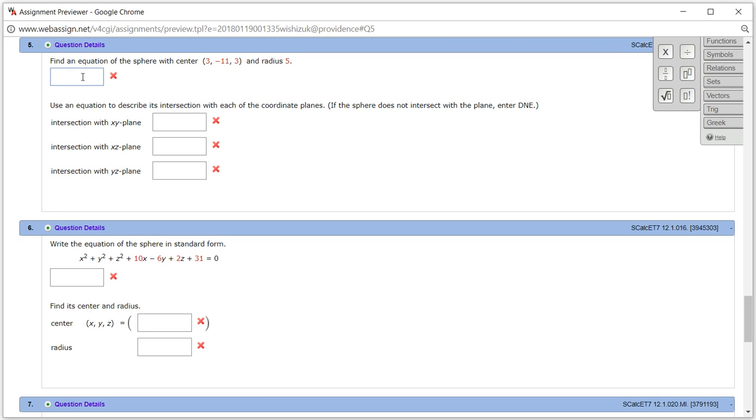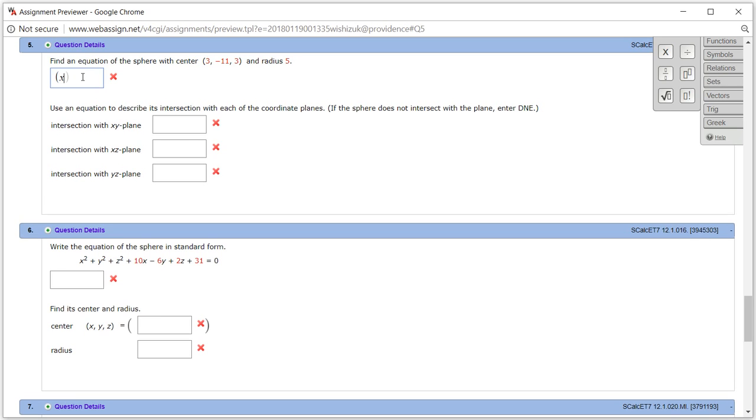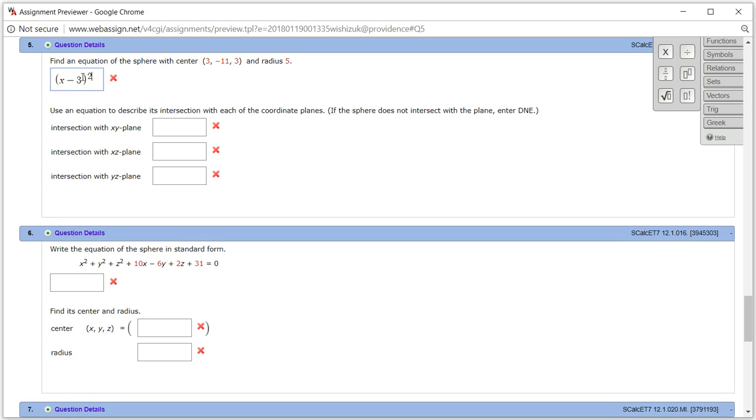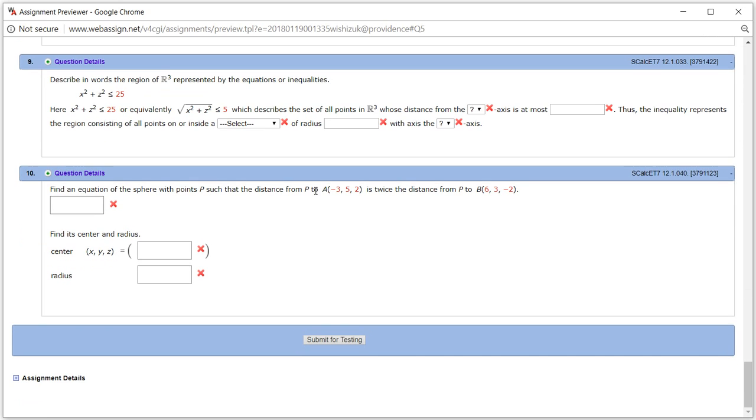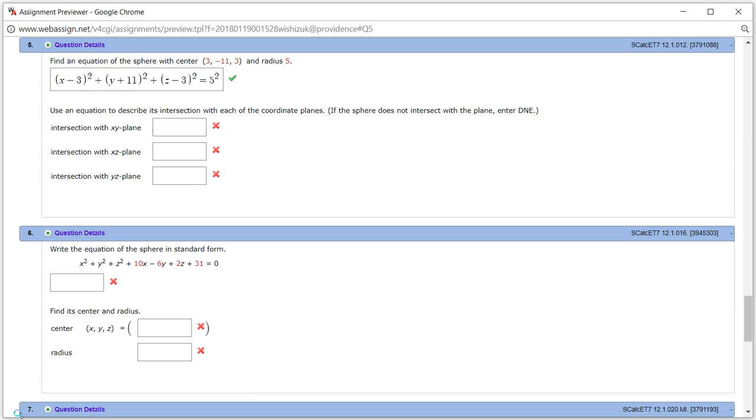So the equation we have is x minus 3 squared plus y plus 11 squared plus z minus 3 squared equals the radius squared, so 5 squared. Let's check the answer. Submit for testing. It came back and looks like we got the equation correctly.